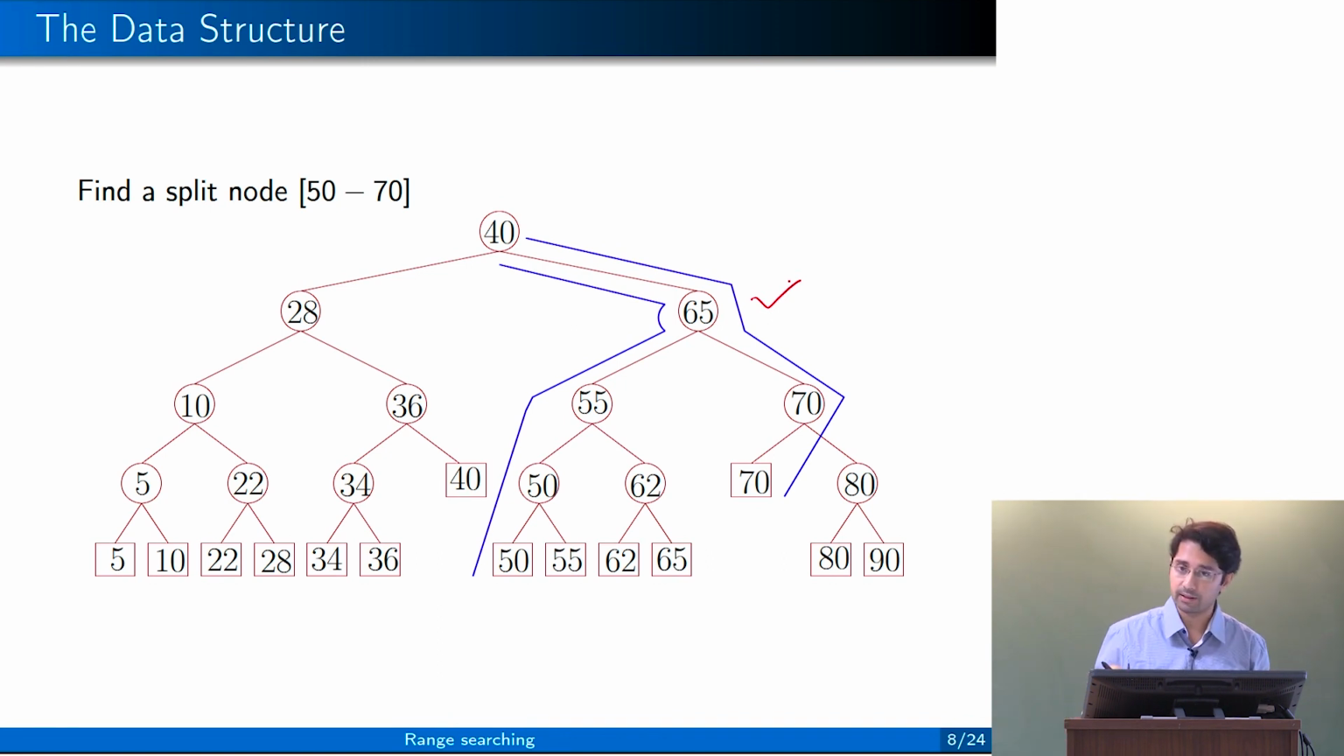In other words, this is the first node while searching from the root that is in between the range given to me. What is the range? 50 to 70. Is 40 between 50 and 70? No, it is outside, so it can't be a split node. But 40 is less than this range. So, which way will I go? I will go to the right. Is 65 in between 50 and 70? Yes. So, that is my split node.